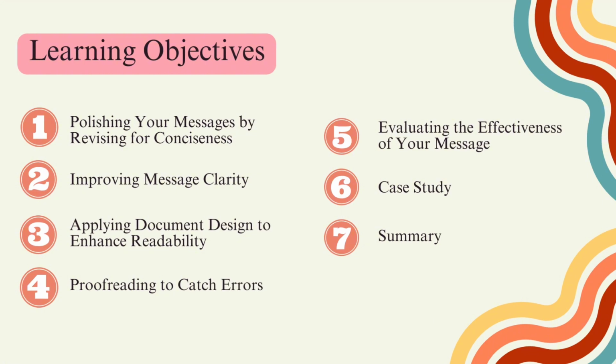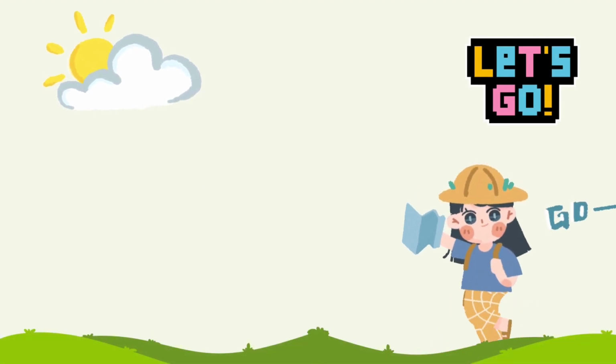Here are our learning objectives. First is polishing your message by revising for conciseness. Second, improving message clarity. Third, applying document design to enhance readability. Fourth, proofreading to catch errors. Fifth, evaluating the effectiveness of your message. Sixth, case study. And last is summary. Now, let's jump to the material.